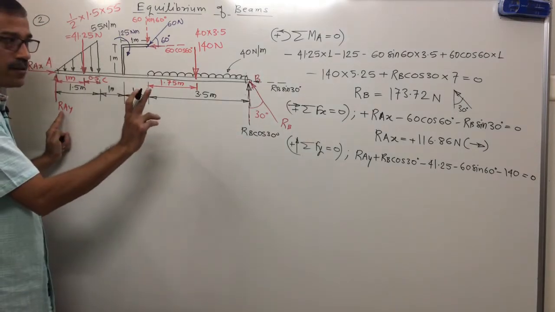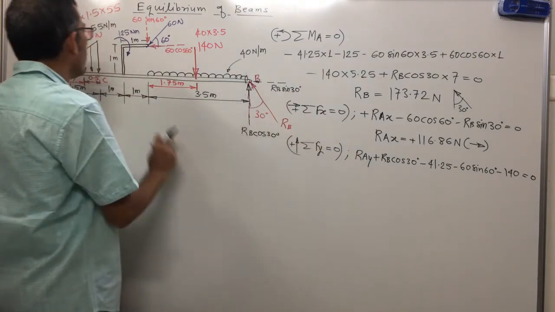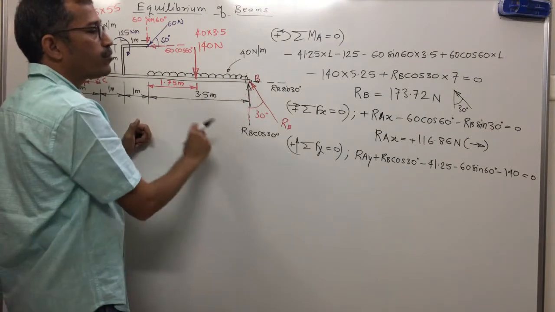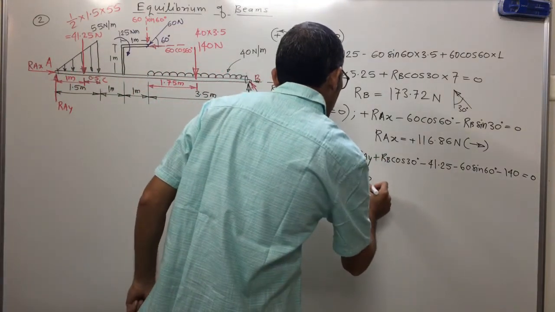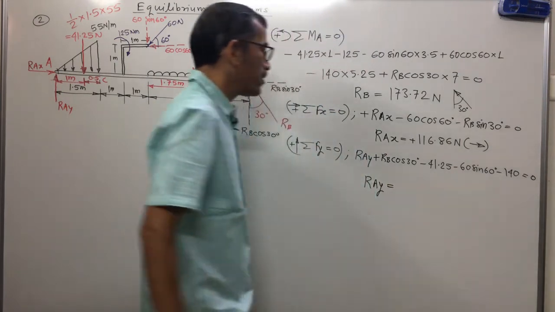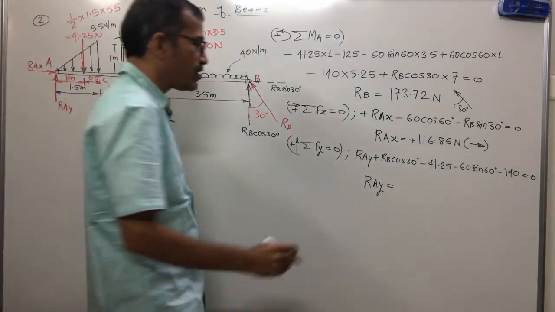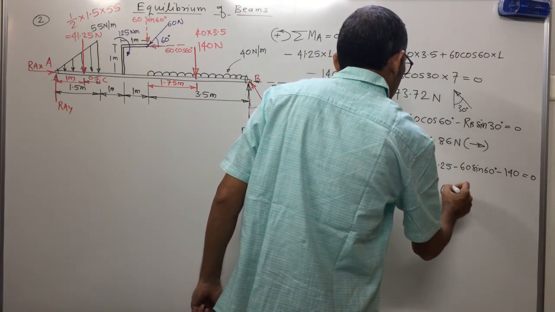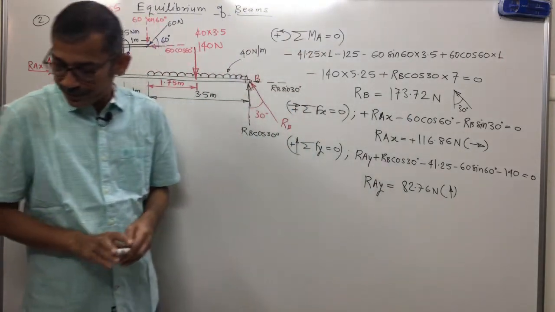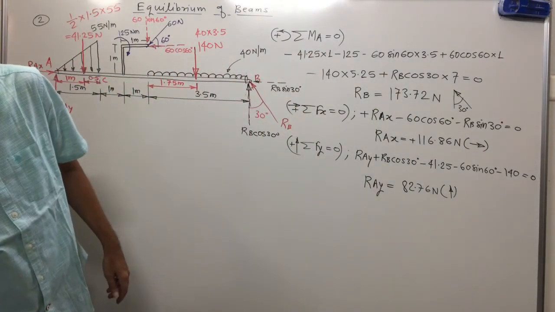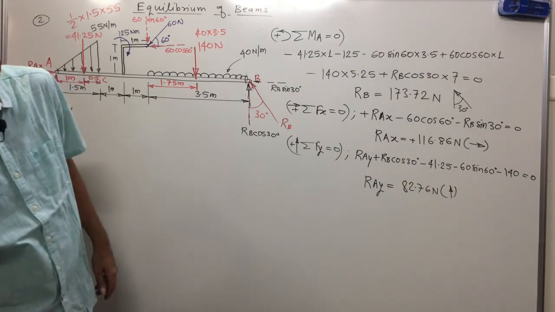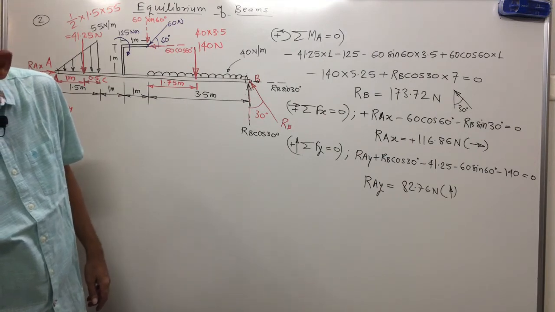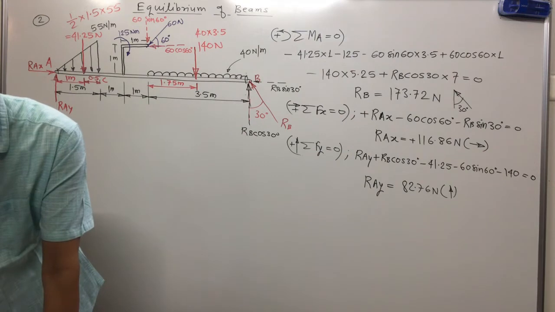Just check whether what we have written is correct or wrong. RAY upward, correct. RB cos 30, correct. 41.25 downward, negative. 60 sin 60 downward, negative. 140 downward. RB we will substitute here. If you calculate, just check what we get. 82.76 I am getting here, 82.76 Newton. Answer positive, that means vertically upward. Okay, clear? Solving the problem is not difficult. Most important is that first we have to draw the free body diagram. Once we draw it, the next important part is how to take moment of forces.